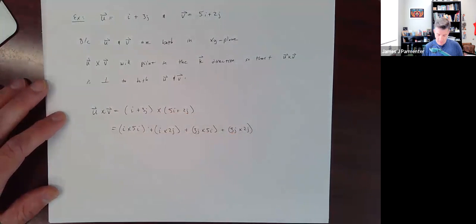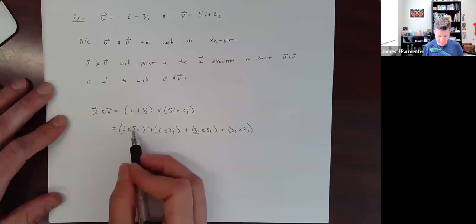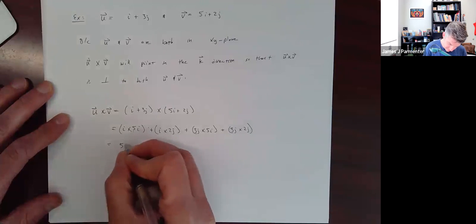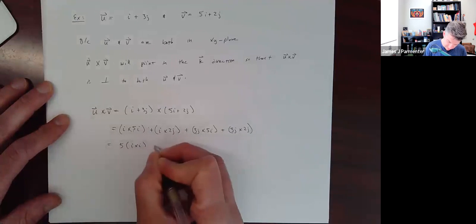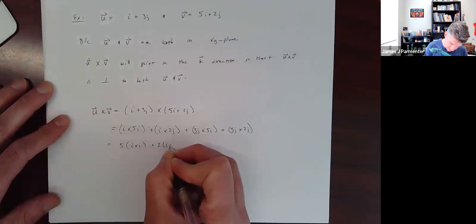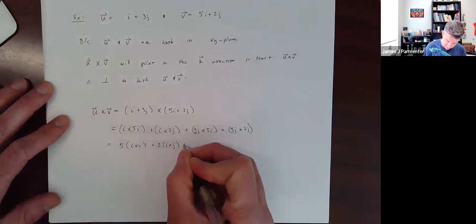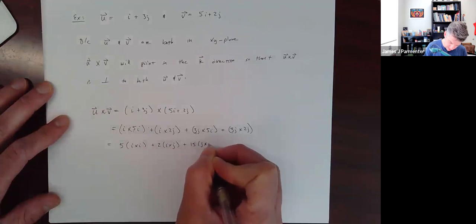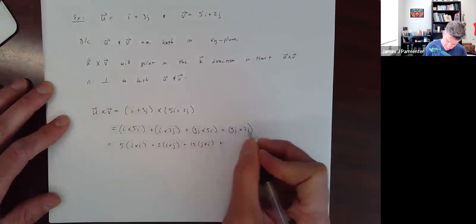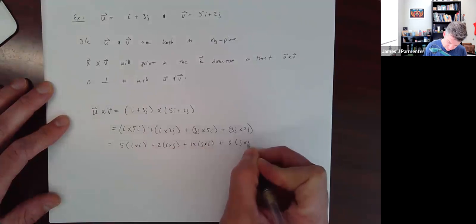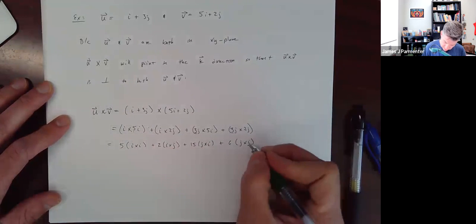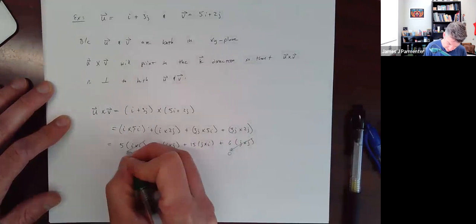The constants don't really matter. So i cross 5i is the same as 5 times i cross i, and this is going to be 2 times i cross j. This is going to be 3 times 5, so 15 j cross i. This is going to be 6 j cross j. We know that j cross j is going to be 0. We know that i cross i is going to be 0.